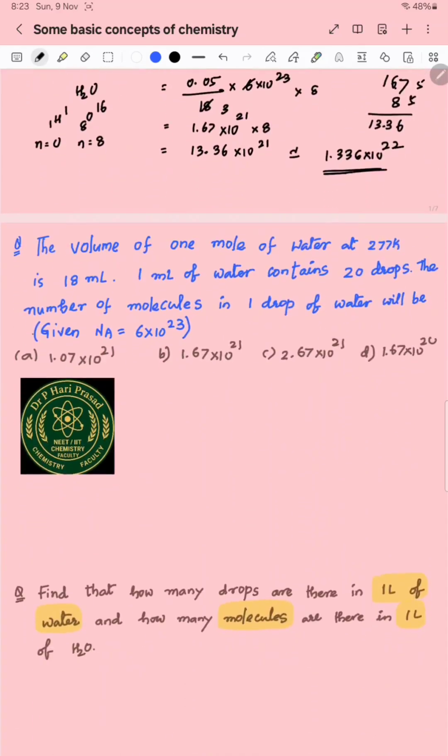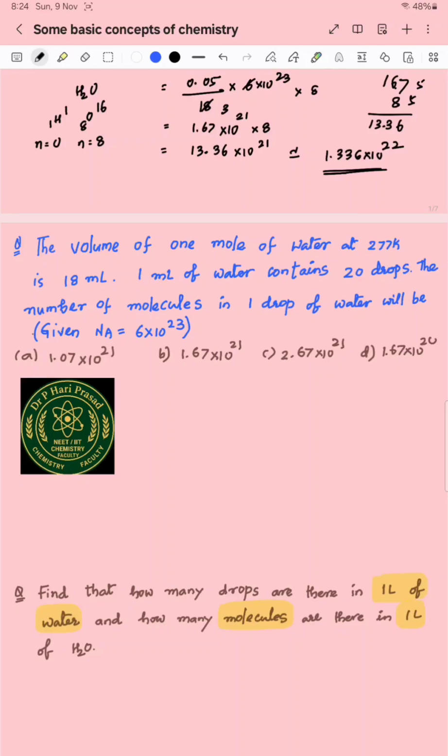Now look at the third question, student. Before you solve it, just pause the video and try to solve the question and check your answer, right? Now the volume of 1 mole of water at 277 K is 18 ml. 1 ml of water contains 20 drops. The number of molecules in 1 drop of water, right? It looks like the same as the first question, but the way of asking the question is a little bit different, but the same thing only, right?